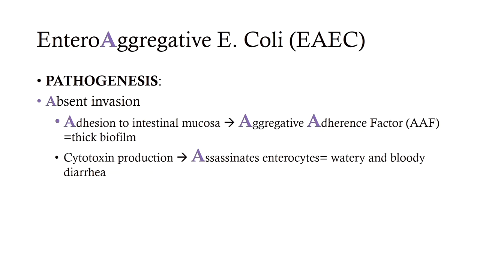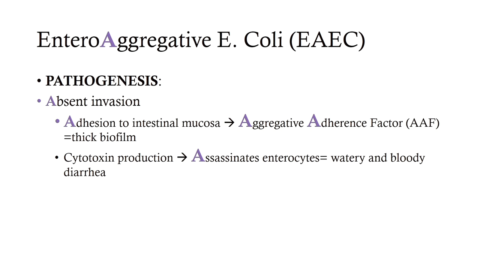All right, now on to our next E. coli. This is enteroaggregative E. coli. This is super low yield, but just so you know, let's put some A's into this. So there's absent invasion, and you adhere to the intestinal mucosa. And how do you adhere? You use your aggregative adherence fimbriae, AAF. And this allows it to then produce its thick biofilm and attach and stay within there. It's sort of difficult for us to eliminate this guy.